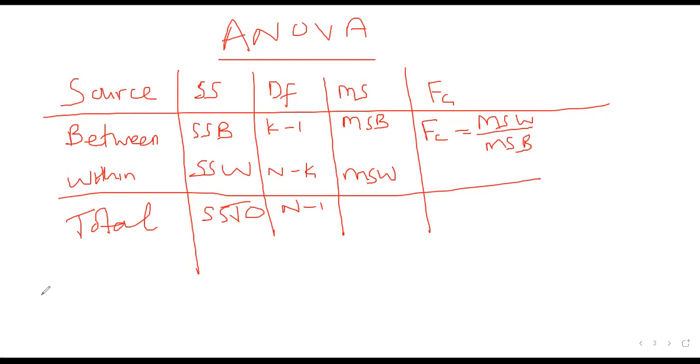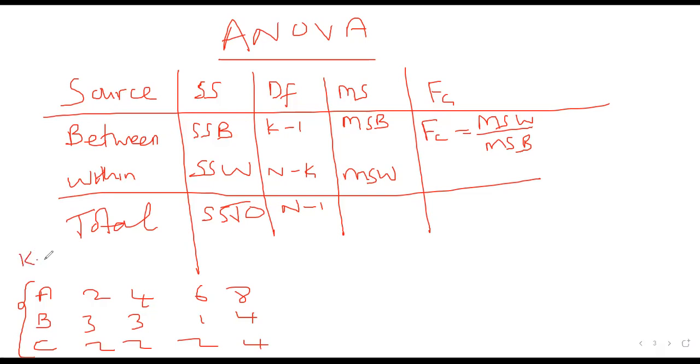So if we have A, B, C, and we have 2, 4, 6, 8, and we have 3, 3, 1, 4, and we have 2, 2, 2, 4. The columns here have been transposed. We consider columns as the titled components. It can be a row or a column, but our treatments here are denoted by the letter K. How many treatments do we have? Our K is 3, because there are 3 titles, 1, 2, 3.